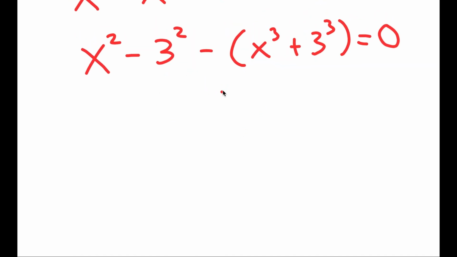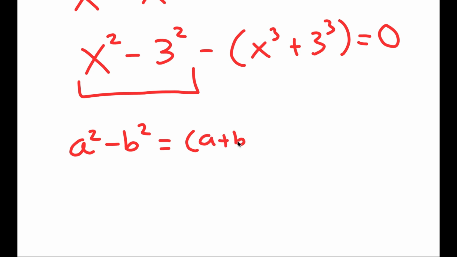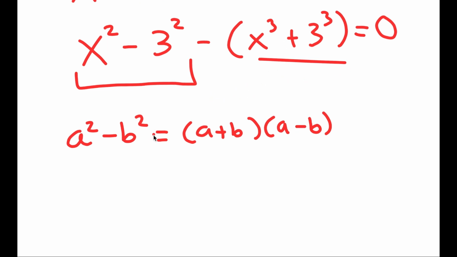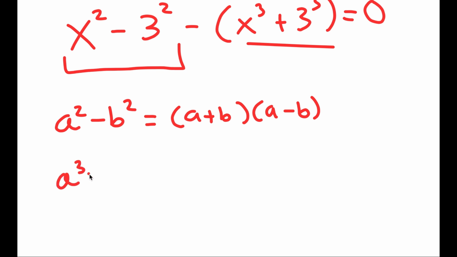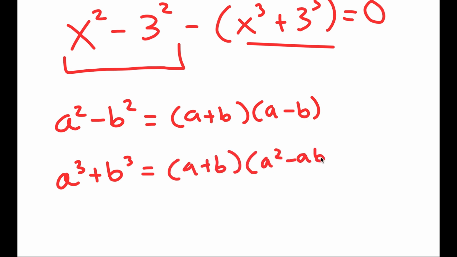Alright, now from here, I'm going to be using two properties. So for x squared minus 3 squared, I'm going to use the property a squared minus b squared is equal to a plus b times a minus b. And for x to the power of 3 plus 3 to the power of 3, I'm going to use the property a to the power of 3 plus b to the power of 3 is equal to a plus b times a squared minus ab plus b squared.